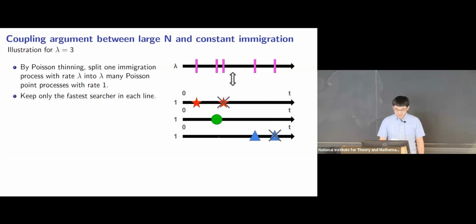So I've done my Poisson thinning. Next thing I'm going to do is for each of these rate 1 processes, I'm only going to keep the fastest guy in each line. So this second searcher, I've X'd him out. This guy second, I've X'd him out. These other guys are all the first in their line, so they get to stay.